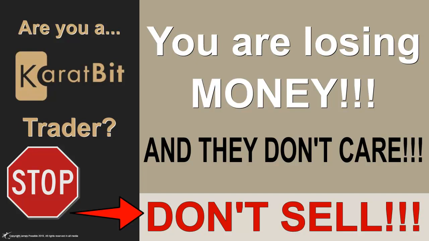Now, Karatbit is the exchange, the Karatbars exchange, where you can trade Bitcoin, Ethereum, the US dollar, and KBC, and also Unival. And Unival is the digital version of gold within that exchange. So I am going to talk specifically in this video about how people, more often than not, are losing money.